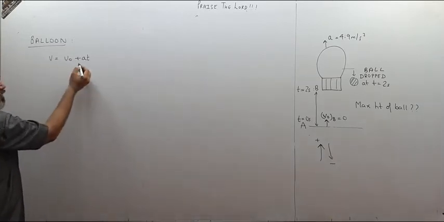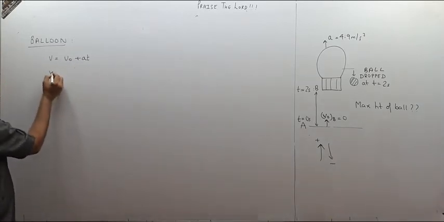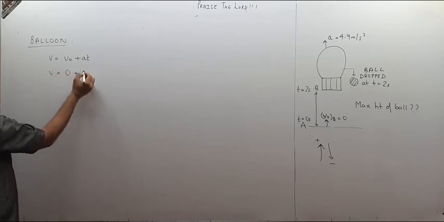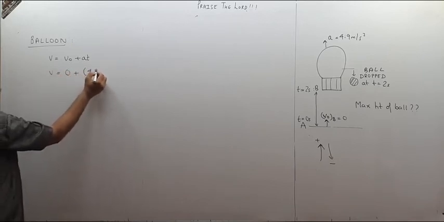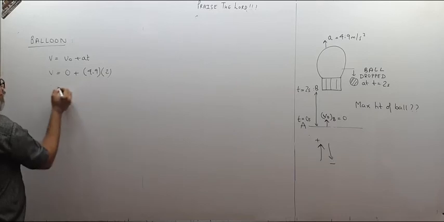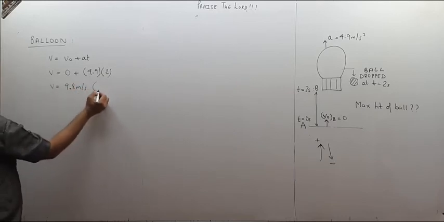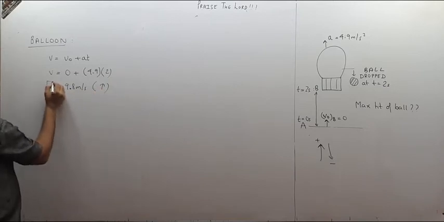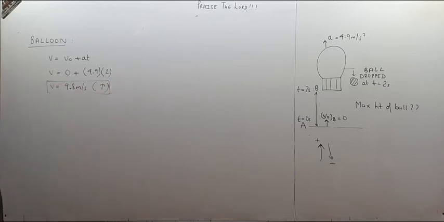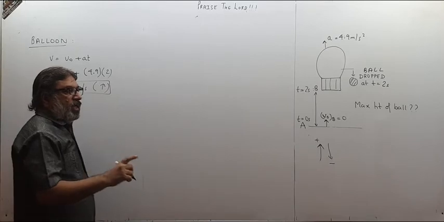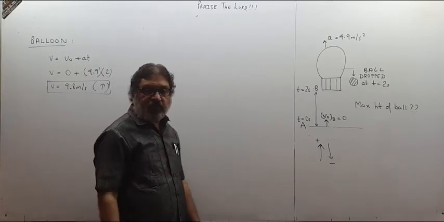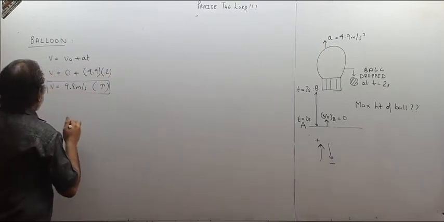So V equals V0 plus AT. What will be the velocity after 2 seconds? Initial was 0. Acceleration is 4.9. The balloon is moving up and time is 2 seconds. So velocity was 9.8 meter per second in the upward direction. That was the velocity of balloon at 2 seconds, and therefore that will be the velocity of stone in upward direction after 2 seconds. What was the height of the balloon?